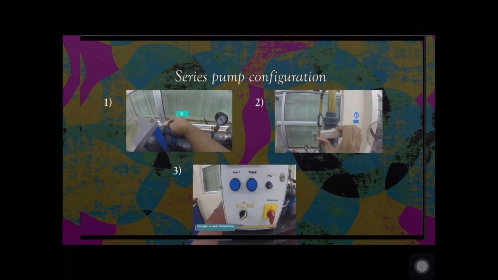Now onwards to the last setup, which is the series pump configuration. There are three steps involved. First step is to close the second valve located at the back end of the pump configuration. The next step is to close the fifth valve located at the front of the pump configuration. Last step is to switch on both pumps by turning it to the right.